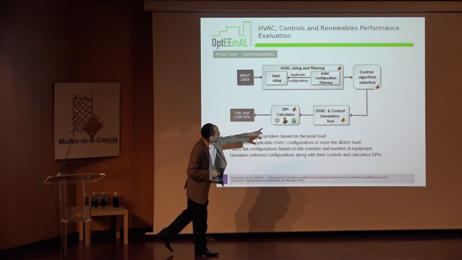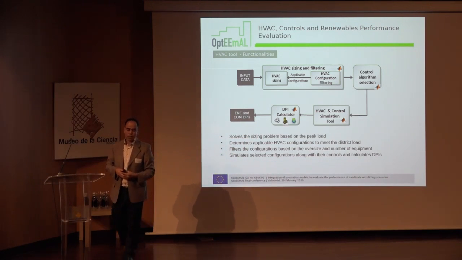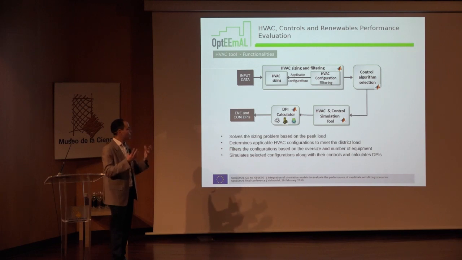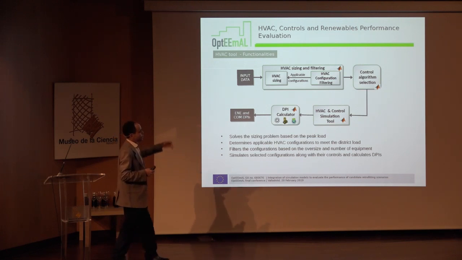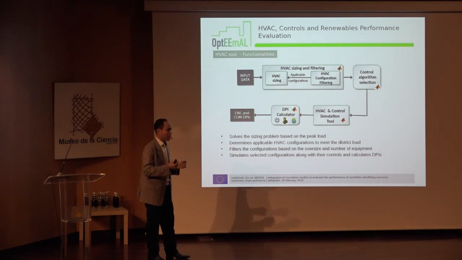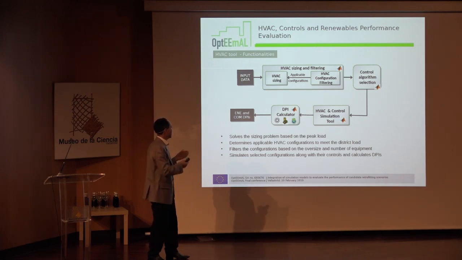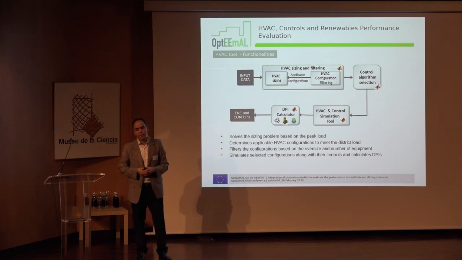Then we do the simulation in the bottom here, and we calculate the KPIs. The output of the tool will be the district performance indicators and also the systems that were selected, the decisions that were made by the tool. So for each building or for the district level, what system has been selected and what control strategy has been selected, along with the indicators for that scenario.